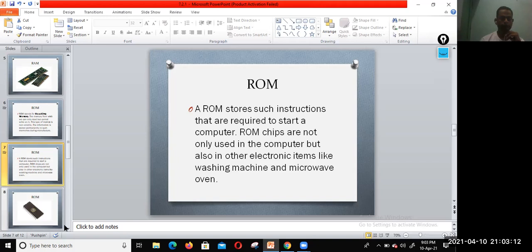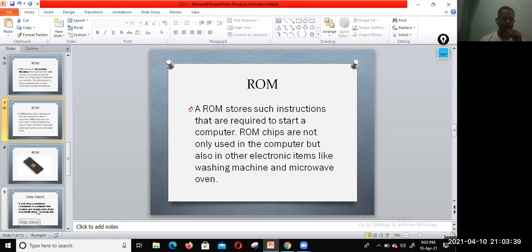So ROM is non-volatile memory. It does not lose its content on the failure of the power supply. And ROM is of three types. These three types are PROM, EPROM, and EEPROM.